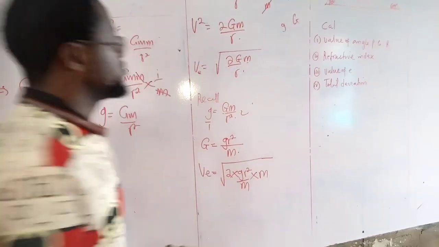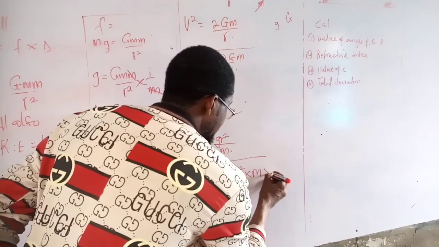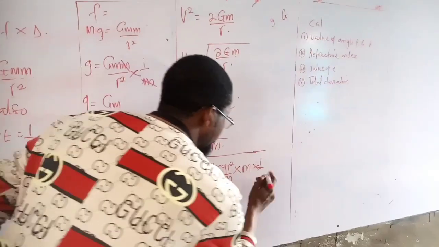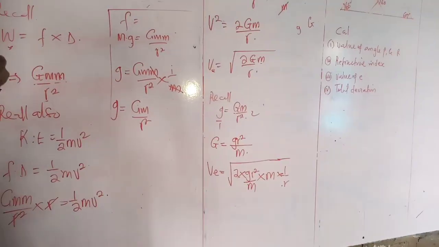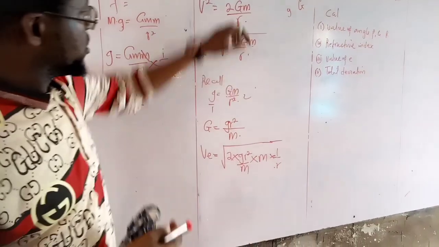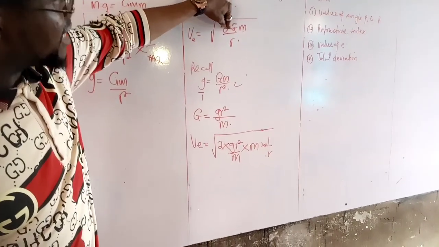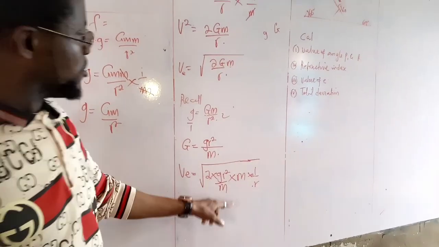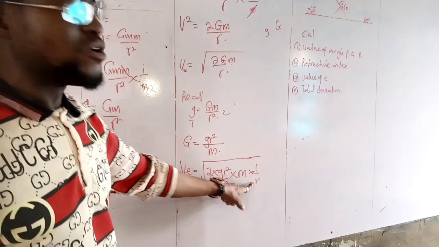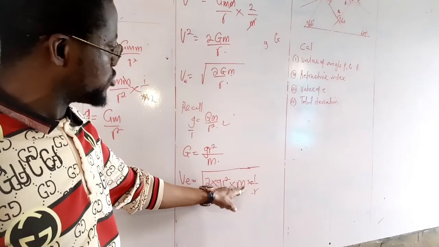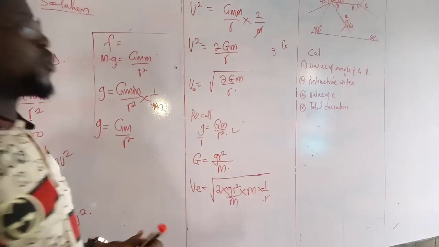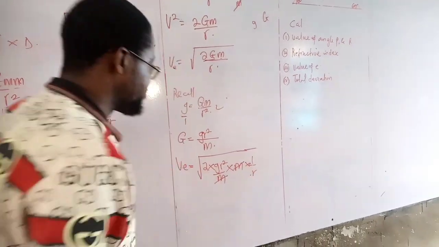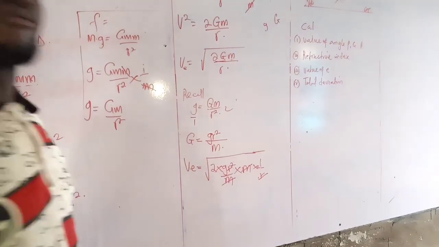then times 1 over r. So what do I mean? This is 2. Then instead of writing G, I've written g r squared over M. Then times M. But everything is divided by r. But when you change this division symbol to multiplication, it becomes everything times 1 over r. I'm very sure you understand this. So this M goes for this M now. Then r will go for one of the r's here.